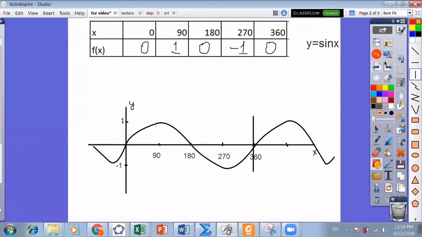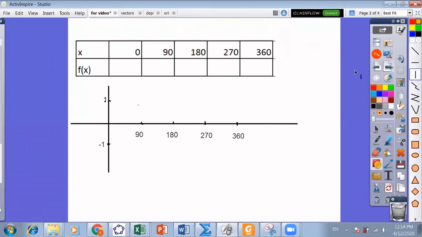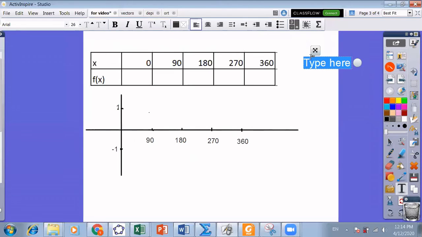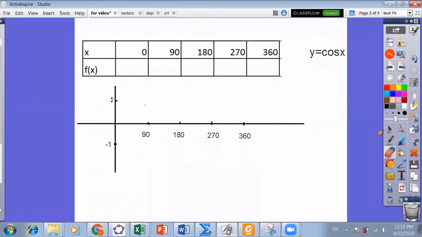Okay, let's go for the next slide. In the next slide, we're gonna use the function cosine x. So cosine x, the logic is the same. We're gonna work with the same way. So first we have to fill this table, and then we will draw the graph of the cosine. So let's go for this one.